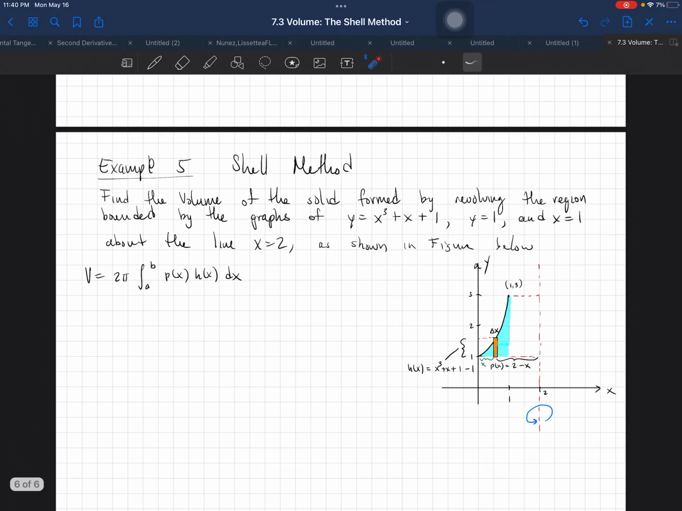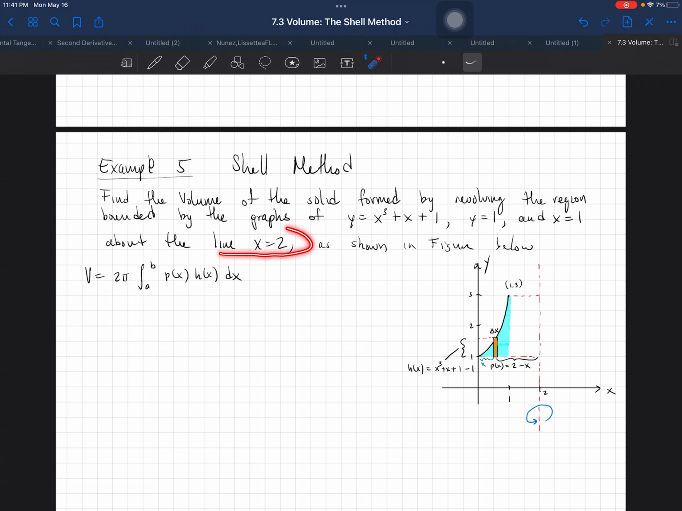All right, we're going to jump into the last example, and in it we're going to use the shell method to find the volume of the solid formed by revolving the region bounded. So the region is bounded by what? By this function and this function. This is a cubic function. If you graph it, this is the top part, and the bottom part is y equals 1. And it's bounded by x equals 1. So here's the x equals 1. And that's it, because you don't have to bound it by 0, since it's already bounded by the crossing of these two.